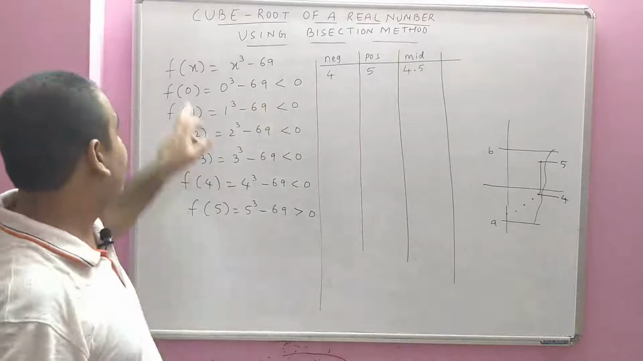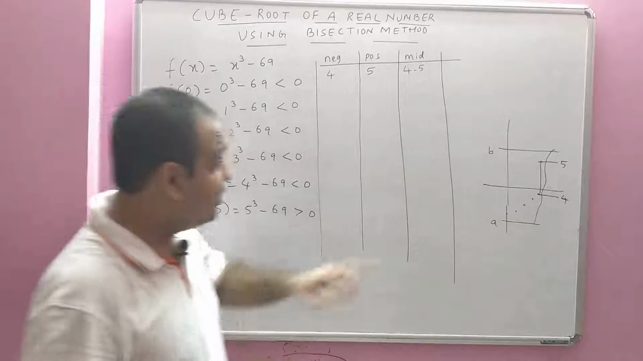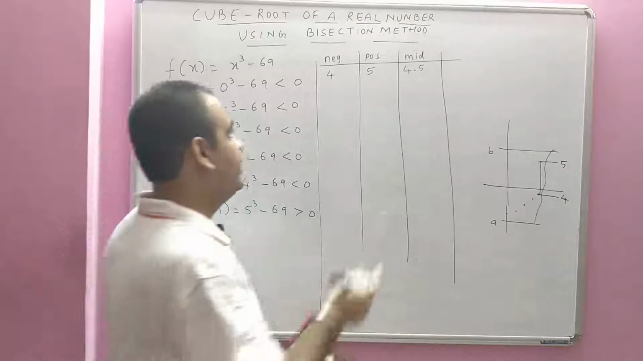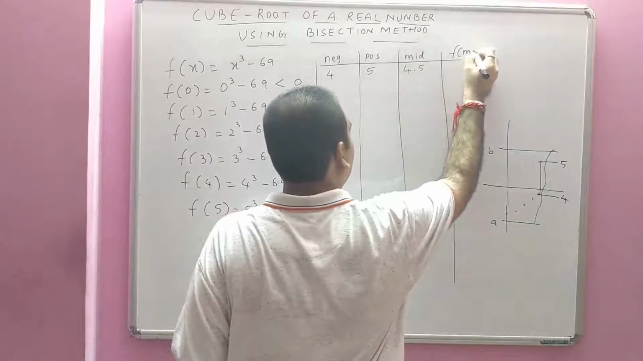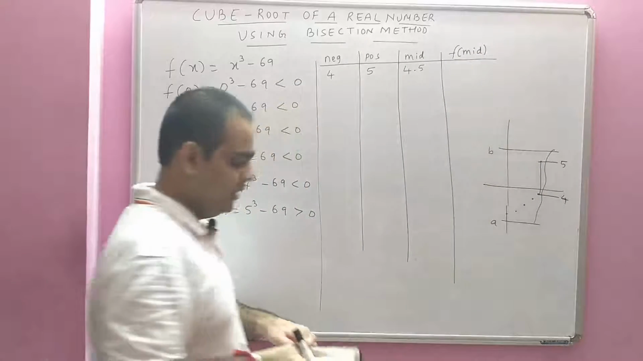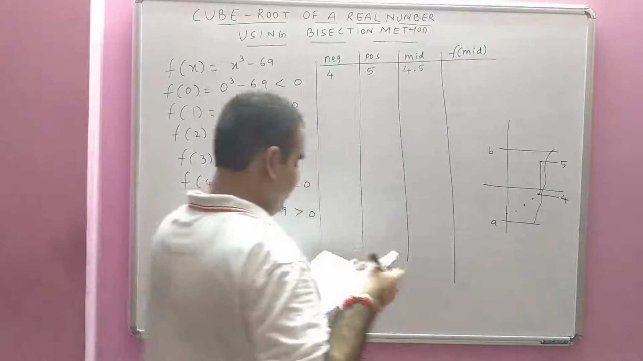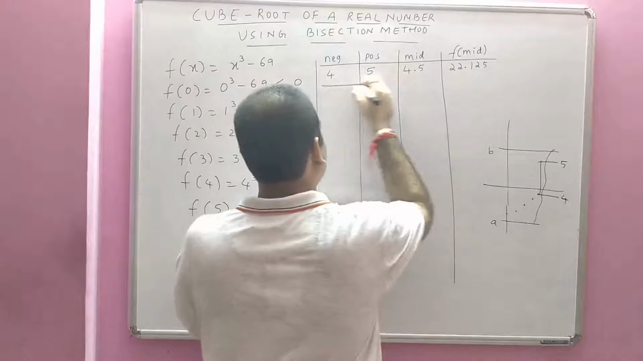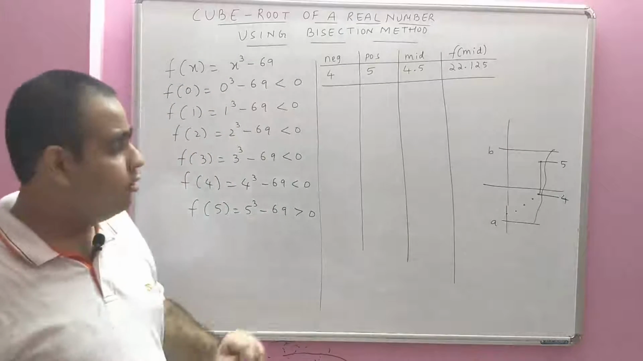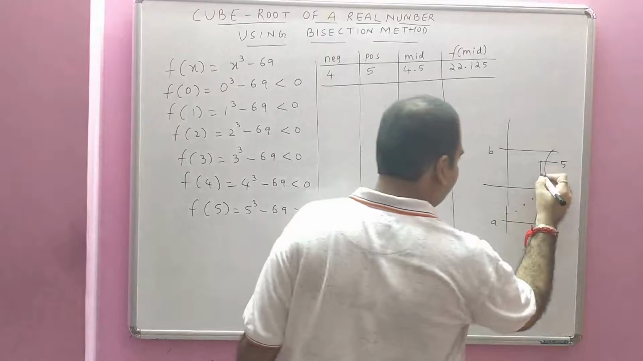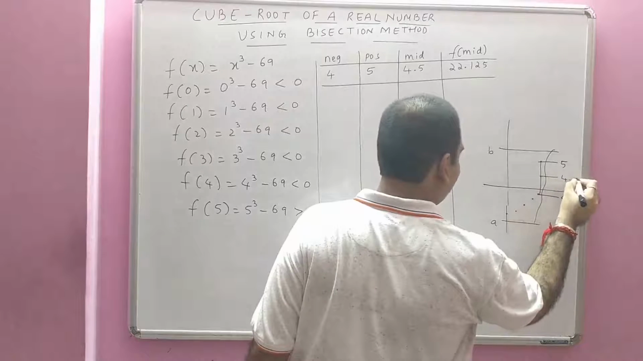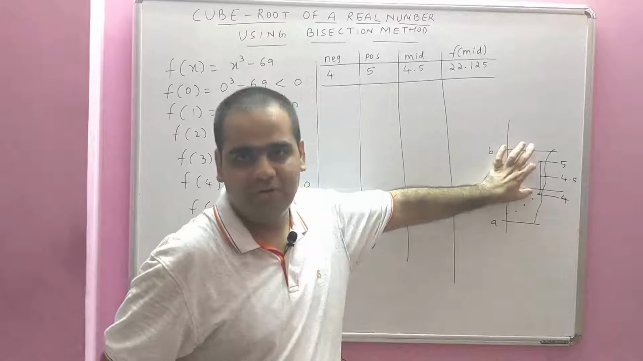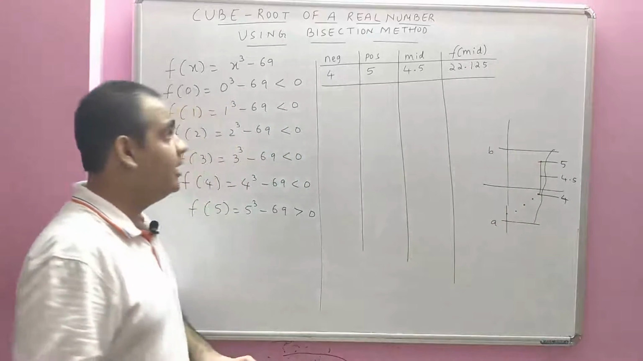Then you need to calculate f of 4.5. Is it on the positive side or is it on the negative side? Therefore, here we write f of mid. And f of 4.5 is 22.125. You can calculate it. Now, this 22.125 is positive, therefore this 4.5 will be somewhere over here. Hence, the root should now lie between 4 and 4.5. Are you getting it?